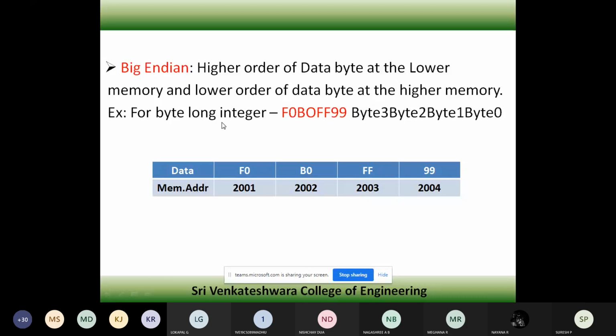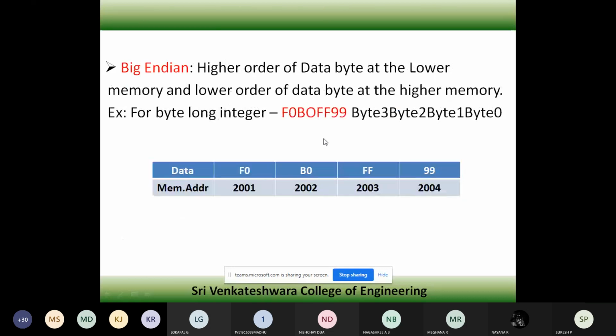So does anybody have any doubt with respect to little endian and big endian now? In little endian, lower byte goes to lower memory address, higher byte to higher memory address. Whereas in big endian, lower byte goes to higher memory address, higher byte to lower memory address. Anybody having any doubt? Yes or no? No, sir.